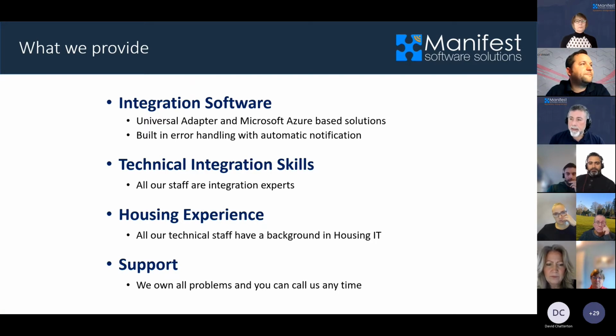What we provide is all the integration software. We have our own application, the Universal Adapter. We're also a Microsoft partner, so we use all the Microsoft Azure infrastructure and plug into pretty much anything. When we say integration framework, the idea is that it's a scripted, low-code environment that's very fast to develop integration. It's very transparent. Everything's readable. It's all in clear text. You can read any SQL queries, web services, all that sort of thing.